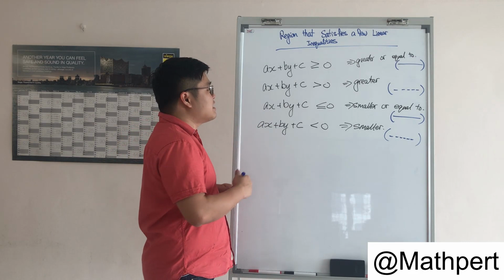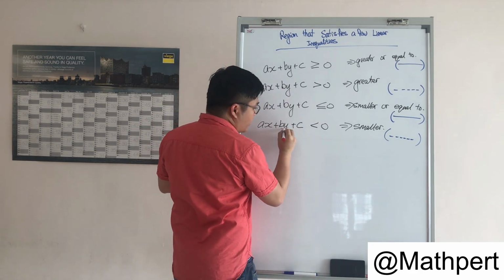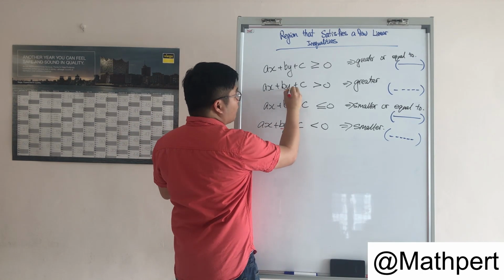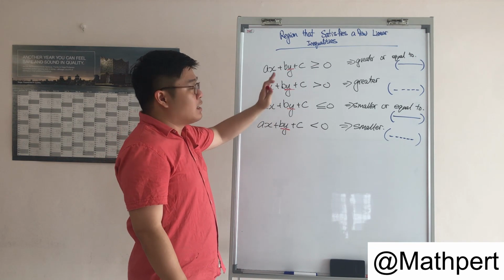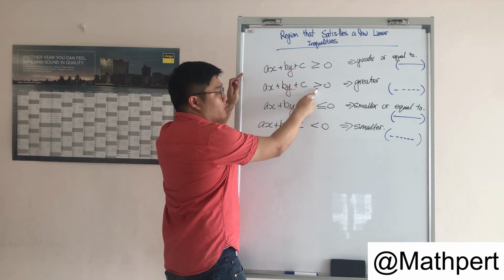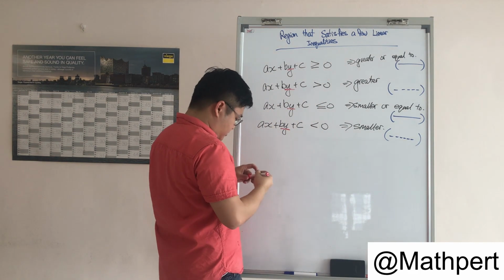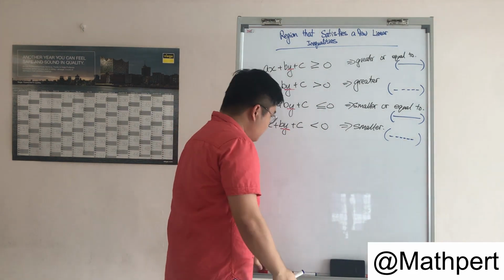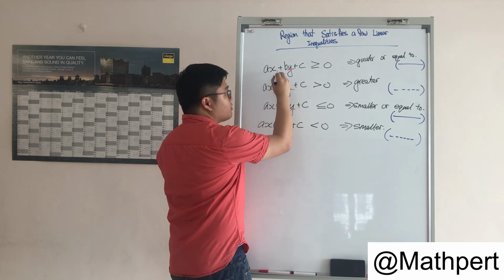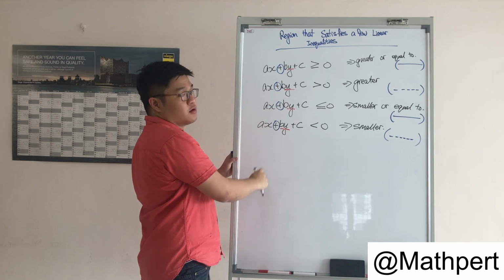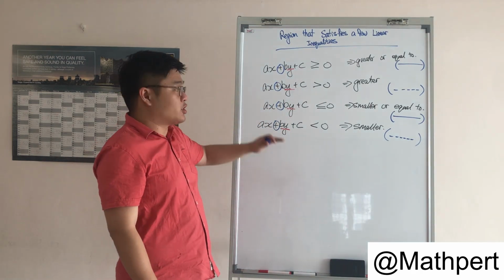The y over here, over here, over here, and over here must always be at the left hand side of this inequality symbol. Okay? Left hand side. And then y must always be positive in order for us to do this kind of inequalities question.